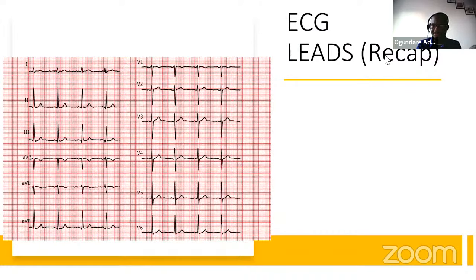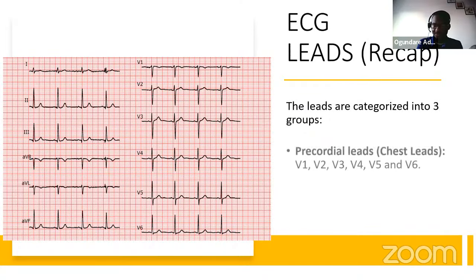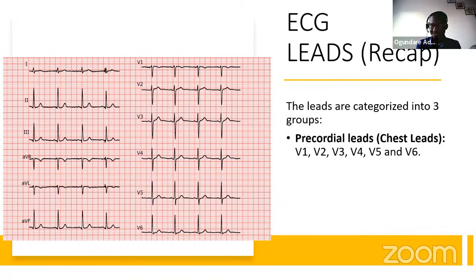So just a quick recap. My aim is to talk you through the clinical scopes of ECG leads tonight, but I need to reiterate the ECG leads themselves, just in case we have someone that's joining us for the first time. ECG leads are categorized into 3 groups. We have the precordial leads. These are the chest leads, and these are V1, V2, V3, V4, V5, and V6.